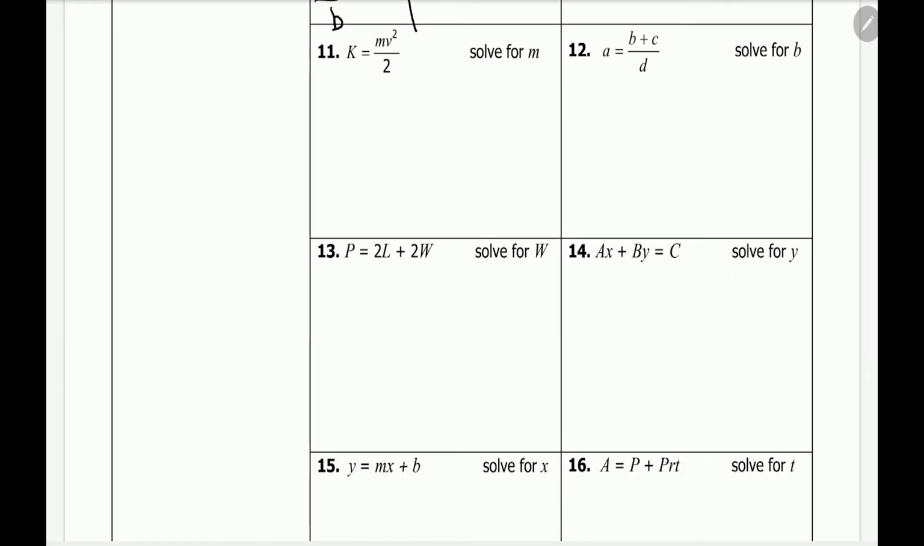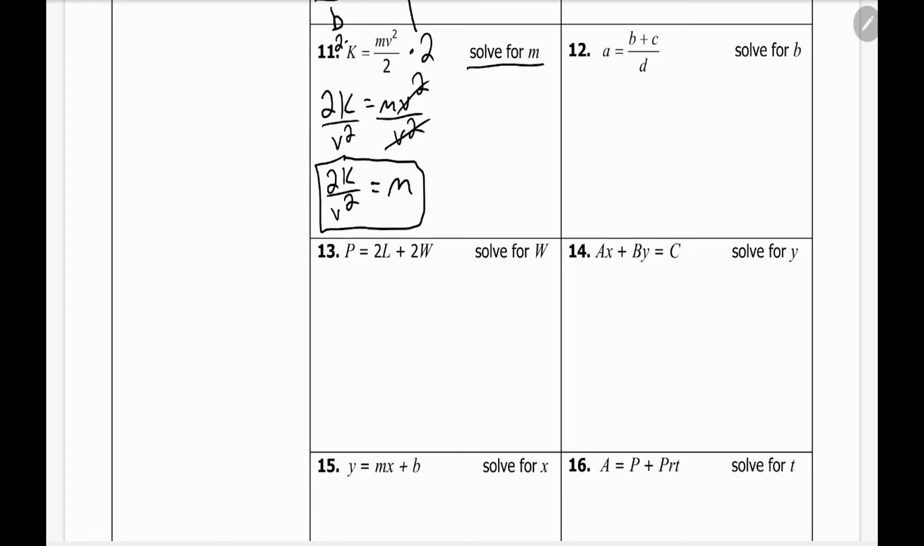Let's look at number 11. We have K is equal to mv squared over 2. We're asked to solve for m. First step, we have to get rid of this 2. Since it's being divided, we multiply. So we now have 2k is equal to mv squared. And we're solving for m, so that means we have to get rid of the v squared. Since it's being multiplied, we can divide. So we have 2k over v squared. These cancel. We're left with m. Since m was what we're looking for, and it's isolated, we're done.